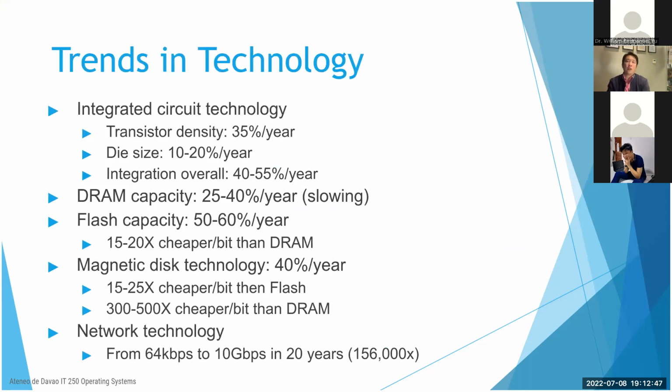So trends in technology, right? This may not be the latest slide, but if you notice, everything gets better, right? Transistor densities, 35% per year. That means you pack more transistors into a CPU or a semiconductor, and the die sizes, semiconductors become larger. And therefore, if you combine the two together, you have a 40 to 55% per year improvement, right? So that means in 2 years, you will double the capacity of your existing semiconductors. That means computers hypothetically can double their speed every 2 years, which is actually Moore's law.